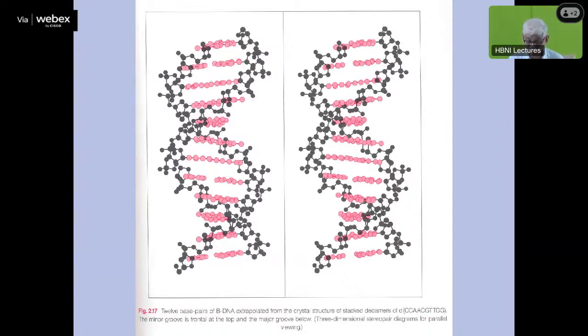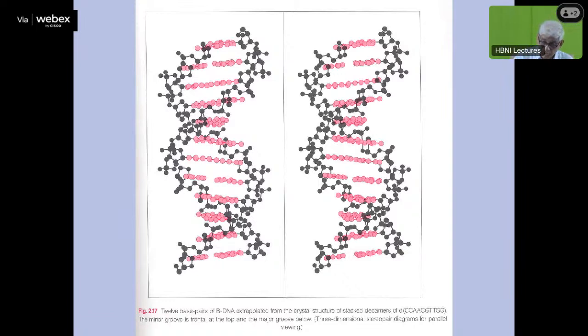CCAACGTTGG. So this is how many base pairs? This is 4 to 6 plus 4, a 10-mer sequence. And this is a single crystal structure. In a single crystal structure, all atomic details are there, and the model is built. So very clearly you can see how the two chains are running, and the bases are held together, forming base pairs. The structure is very slim here.